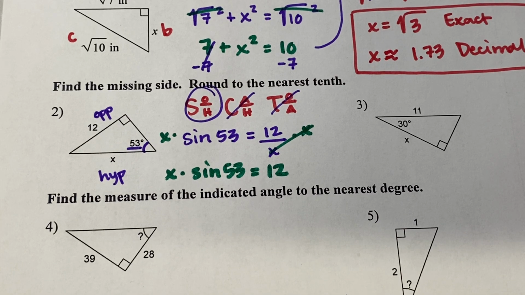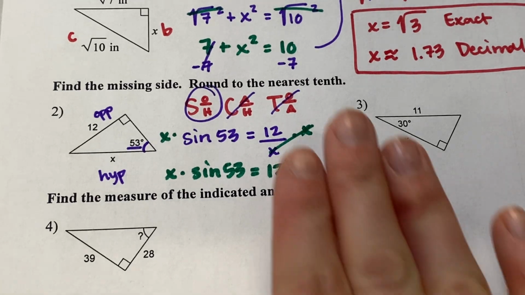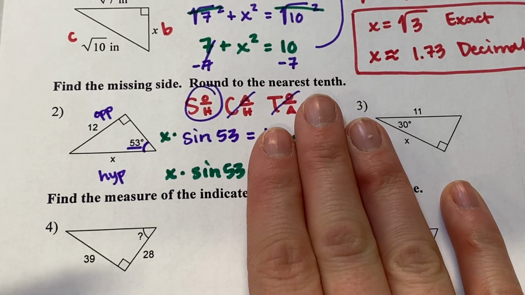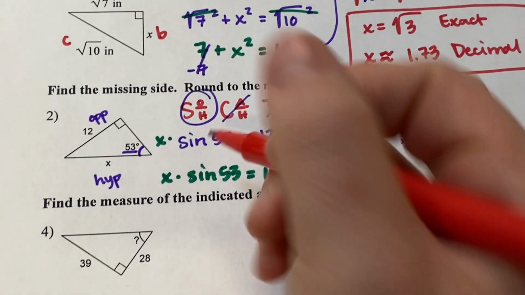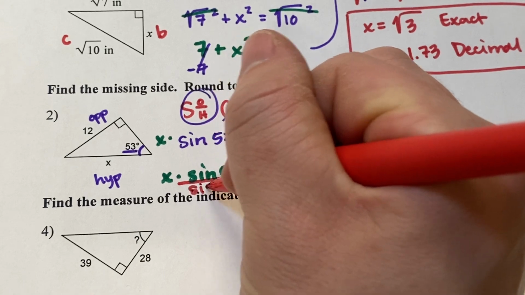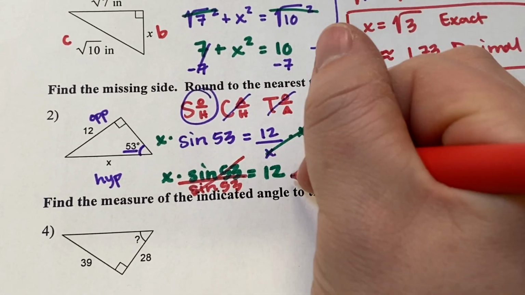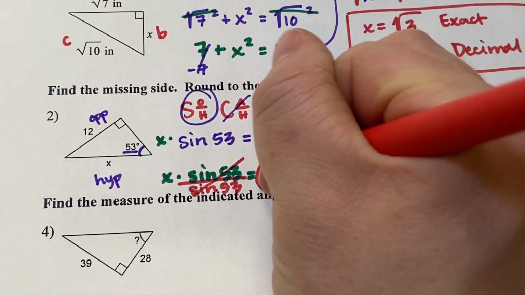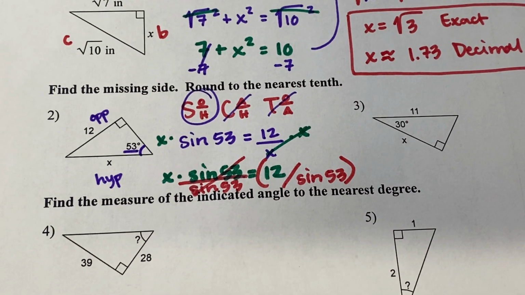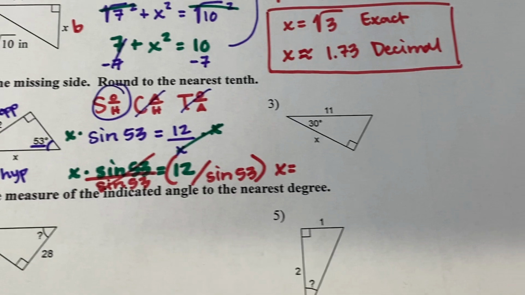All we did was move our x to the other side. It's still not by itself. So now look at the other side with our x. What's the opposite of times by something? Just do the opposite, which is to divide by that thing. So we are going to divide by sine of 53 on both sides. All we have to do is type that into our calculator, and it's going to give us our x.